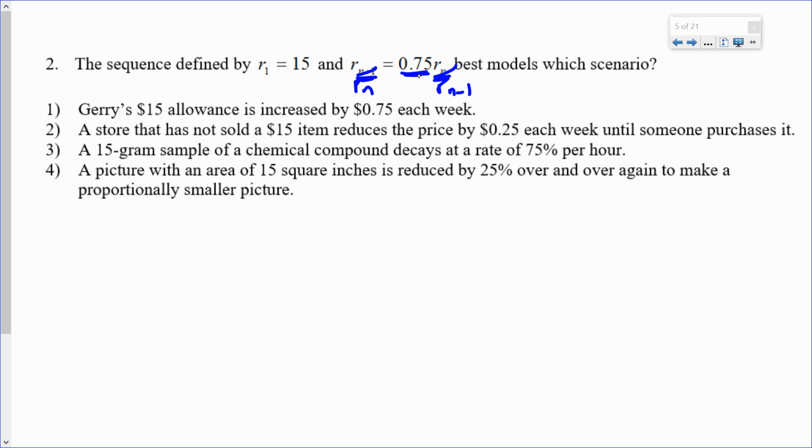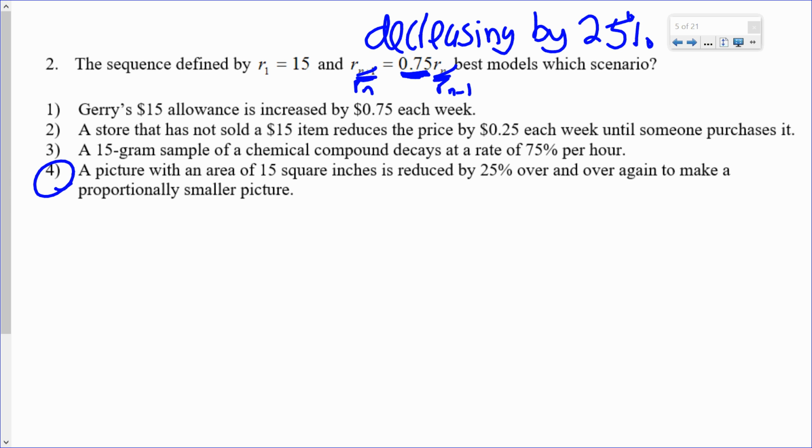Okay. Because I'm maintaining 75%, it's less than 1. This means that I am decreasing by 25%. That's what you need to know when you see something being multiplied by 0.75, it's decreasing by 25%. Your answer is choice 4.